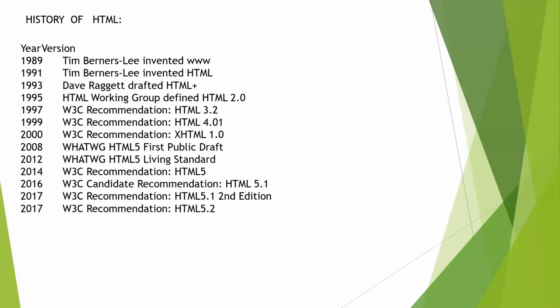In 2000, it developed another HTML version, which is XHTML 1.0. Later, in 2014, the HTML5 version was developed. Later on, according to the changes, it developed its versions as HTML 5.1, HTML 5.1 second edition, and later it developed HTML 5.2.